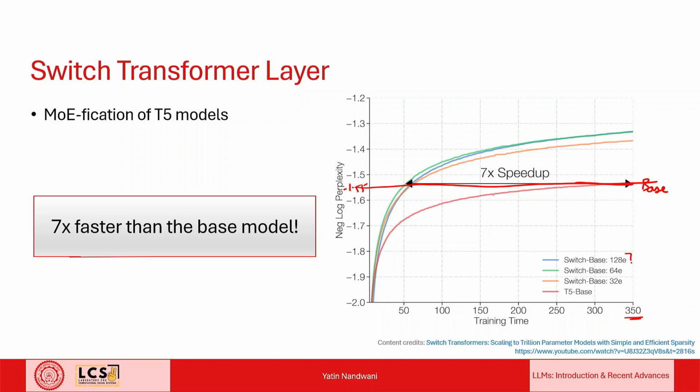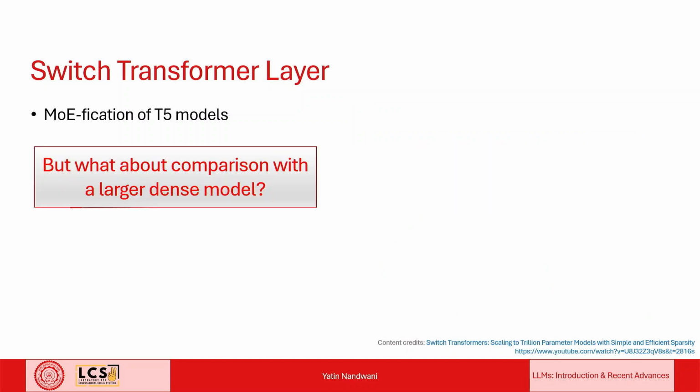Our Switch base with 128 experts is able to achieve that in roughly 50 units of time. So there is a 7x improvement in time as well, right? So okay.